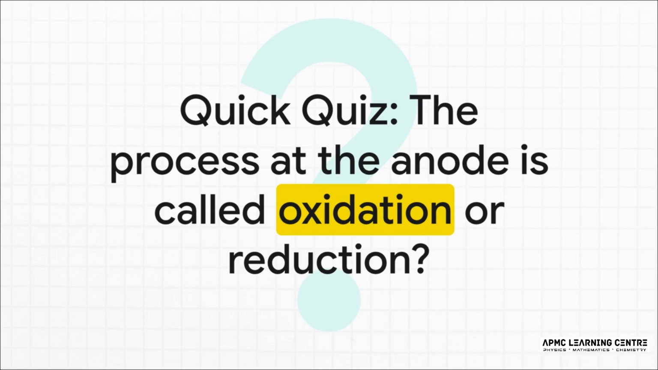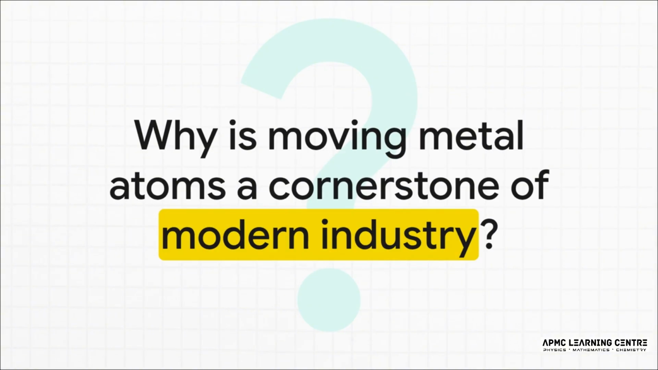That's called oxidation. Quick tip to remember it. Anode and oxidation both start with vowels, A and O. Cathode and reduction both start with consonants, C and R. And that really brings us to our final and I think most fascinating question.